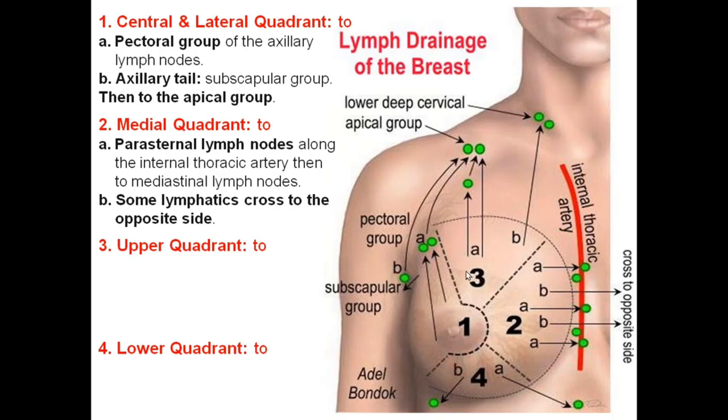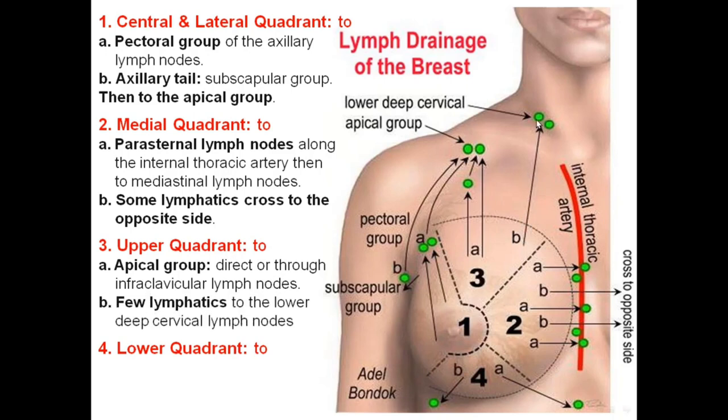The upper quadrant drains into the apical group of the axillary lymph nodes, either directly or indirectly through the infraclavicular lymph nodes. Some lymphatics cross the clavicle to drain into the lower deep cervical lymph nodes. The lower quadrant drains into the abdominal and the posterior intercostal lymph nodes.